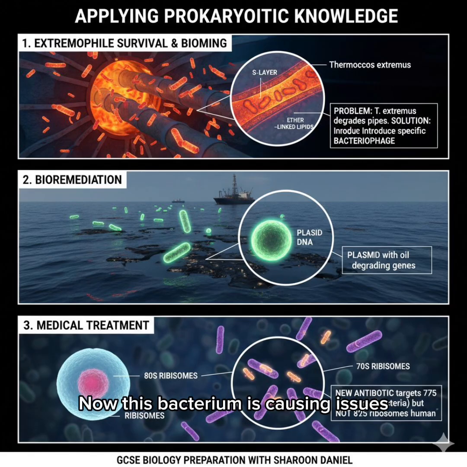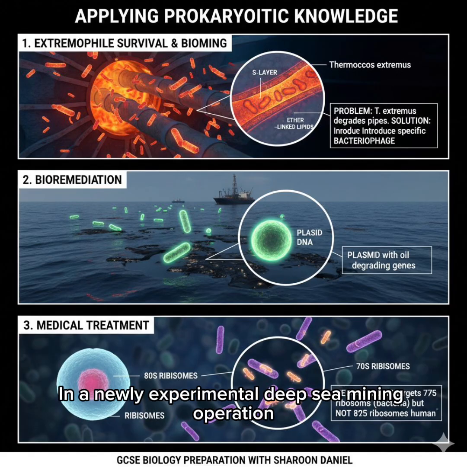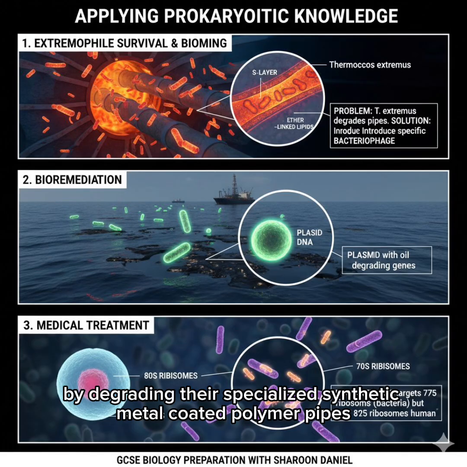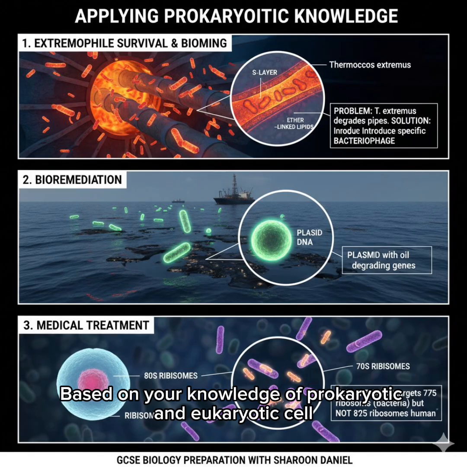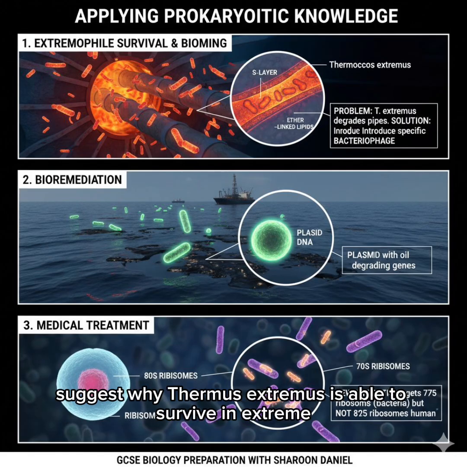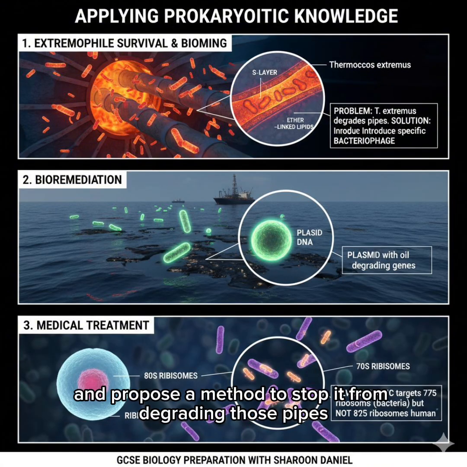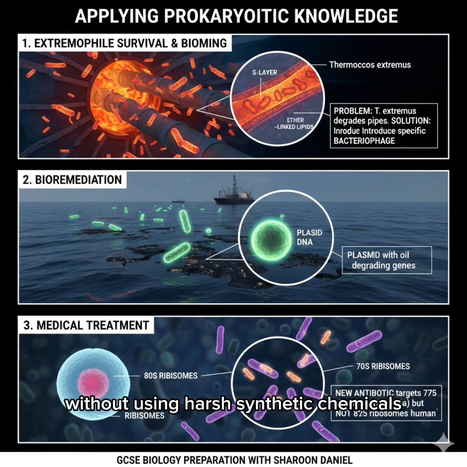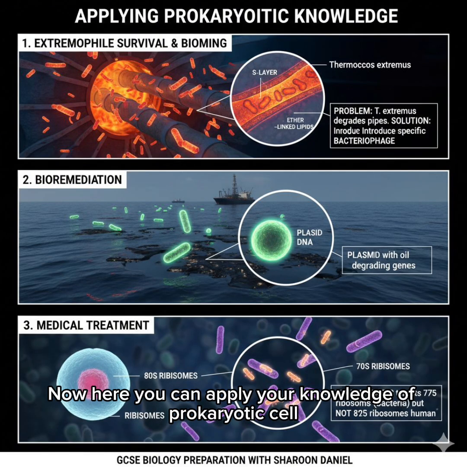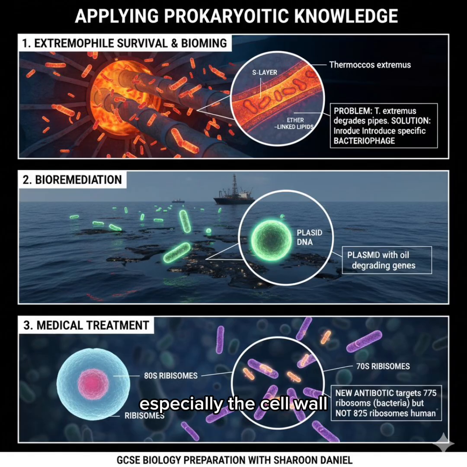Now, this bacterium is causing issues in a newly experimental deep sea mining operation by degrading their specialized synthetic metal coated polymer pipes. Now the question arises: based on your knowledge of prokaryotic and eukaryotic cells, suggest why Thermococcus extremus is able to survive in an extreme hot environment, and propose a method to stop it from degrading those pipes without using harsh synthetic chemicals. Now here you can apply your knowledge of prokaryotic cells, especially the cell wall.